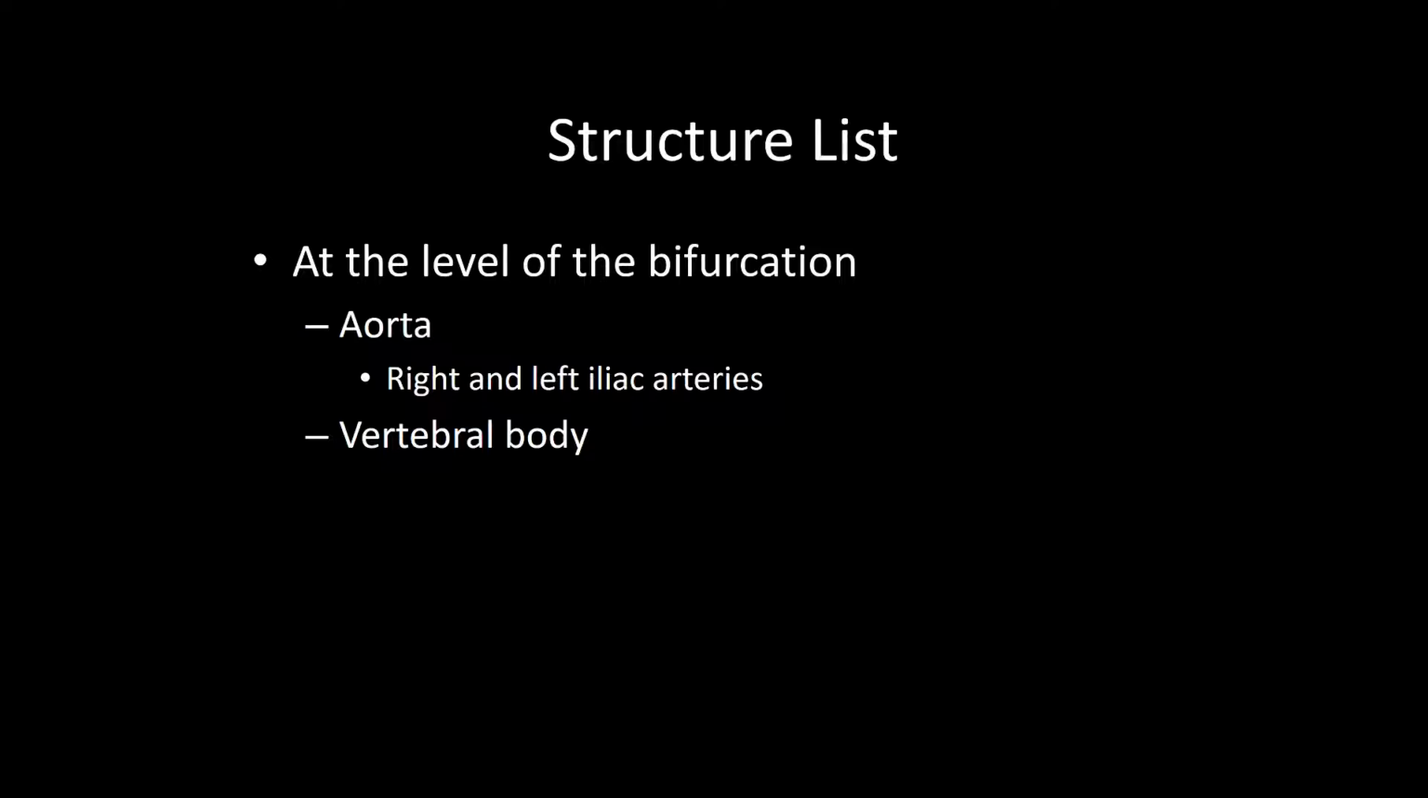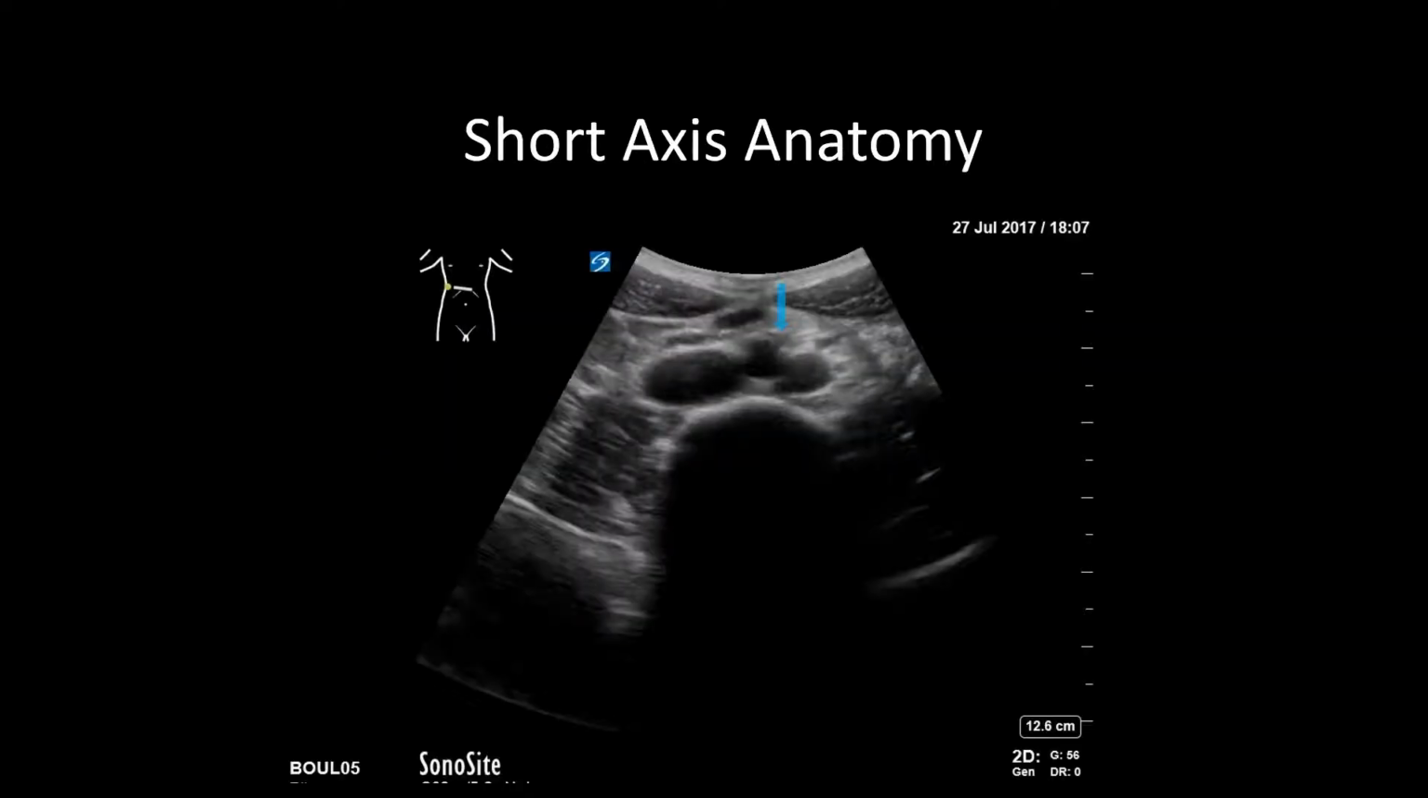Next, sweep down to the bifurcation. The right and left iliac arteries can be seen splitting off of the abdominal aorta at this level. Vertebral body will again be in our far field, and the IVC on screen left to the patient's right. Note that at this level, the vessels are much more superficial. As the aorta descends in the abdomen, it becomes more superficial.